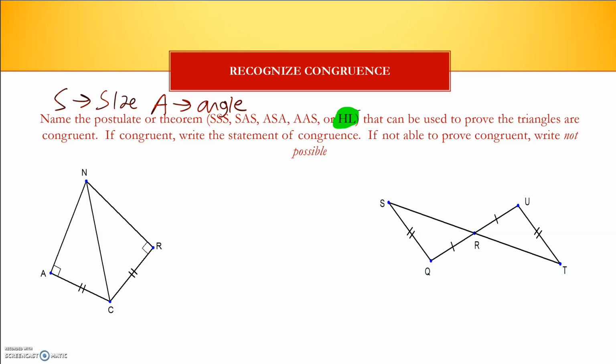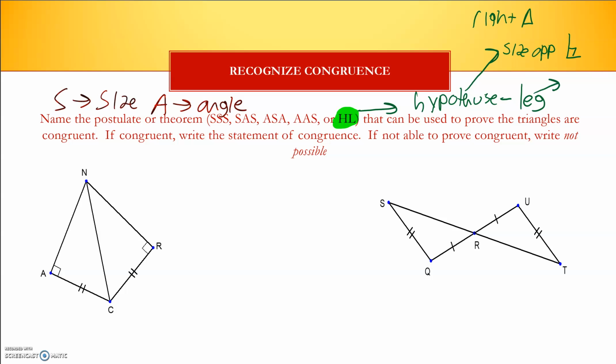If we have HL, that means hypotenuse, leg. So the H, of course, being hypotenuse, the L being leg. And we know that these two things only exist in a right triangle, a triangle with one right angle in it. With this, we know that the hypotenuse is the longest side and it is opposite the right angle. And the leg is one of the two perpendicular sides.